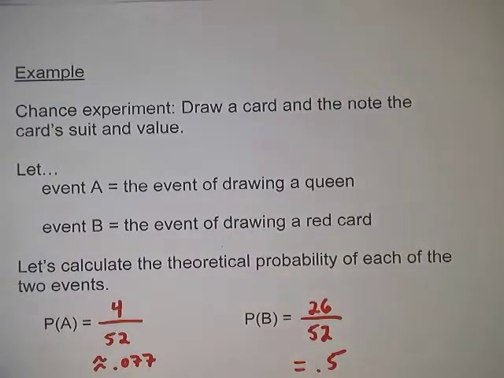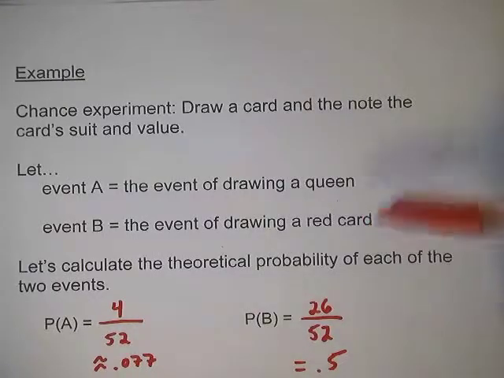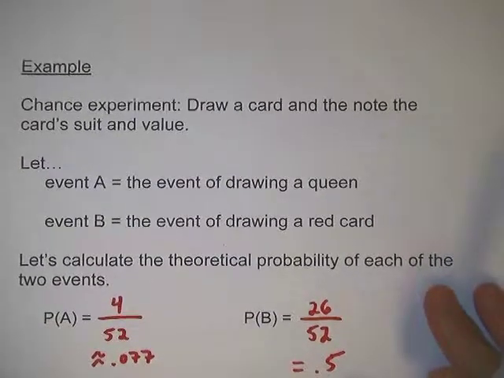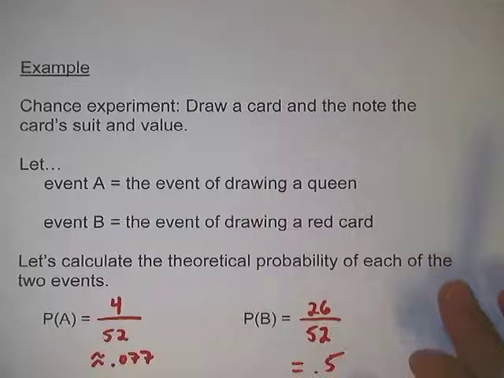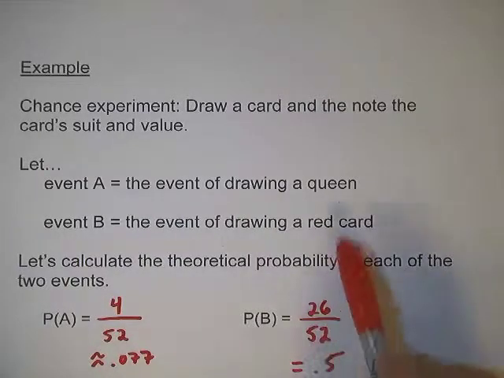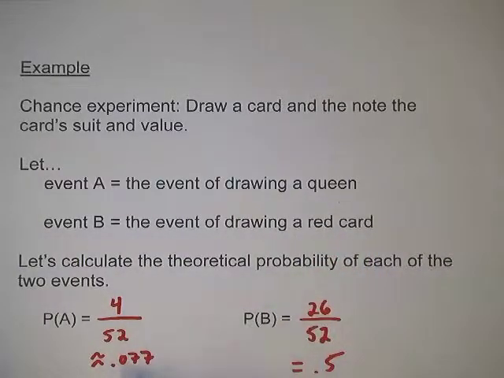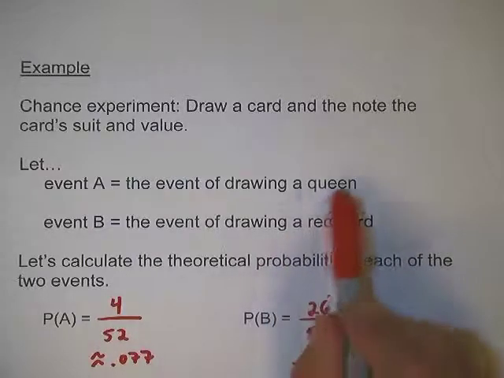So what I just did was calculate both of these two events using theoretical probability. In theory, 50% of the time I should get a red card. In theory, about 8% of the time I should get a queen.